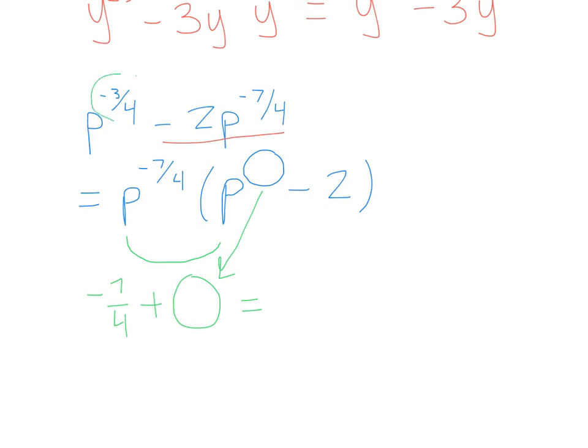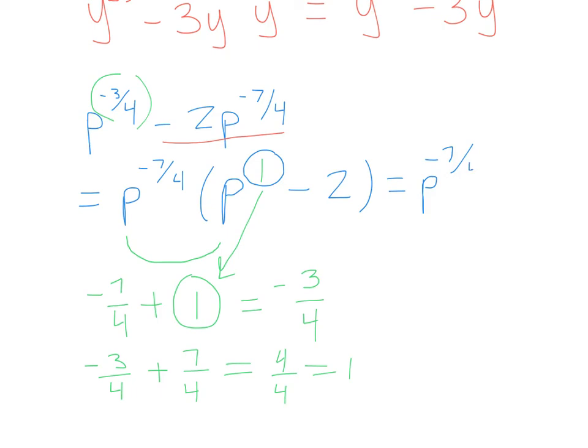The -3/4. So to get what that exponent is, we just take -3/4, add 7/4, and that gives us 4/4, right, which is equal to 1. So the exponent that we want is a 1, which then we don't even have to write. So the factored form, if we take out the greatest common factor of p to the -7/4, that factor that we're left with is p minus 2.